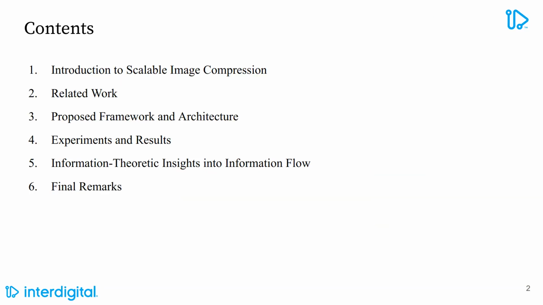We will start by introducing scalable image compression, as well as discussing related works. Then we will showcase the proposed framework and architecture, and then after that we will look at the experiments and results. Next, we will look at how information is distributed across the latent variables, and finally we will end with concluding remarks and ideas for possible future work.